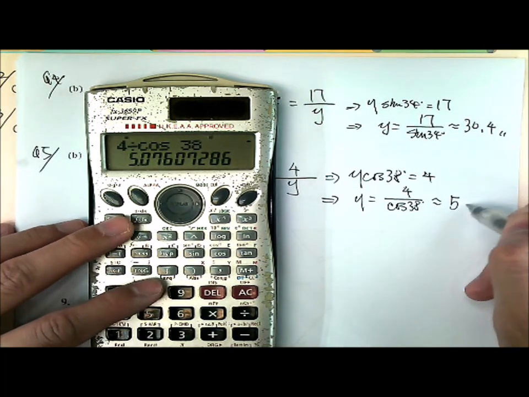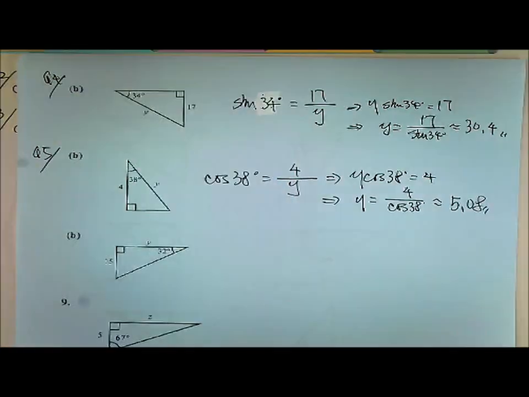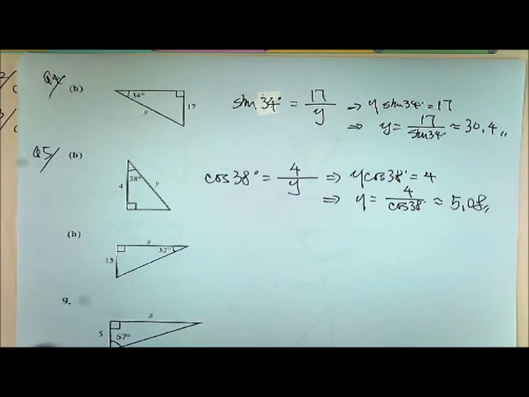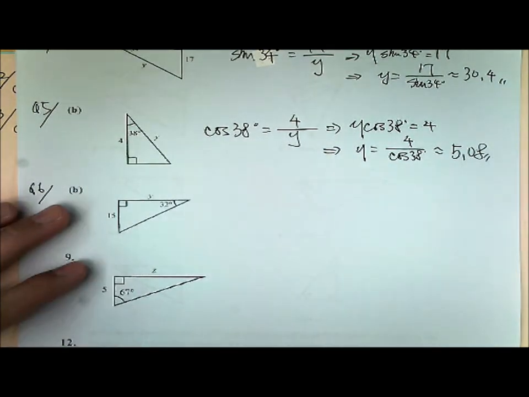So this should be 5.08 roughly, understand? Okay, next go to question 6b, okay?